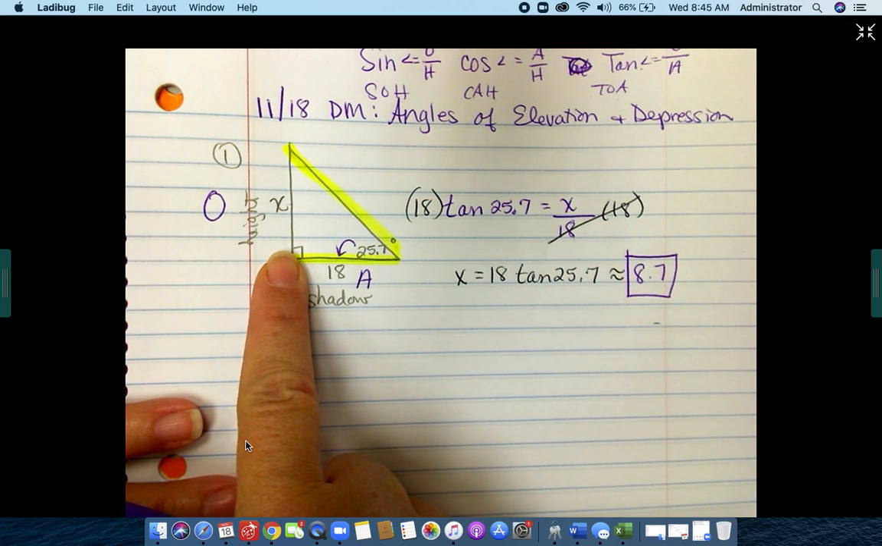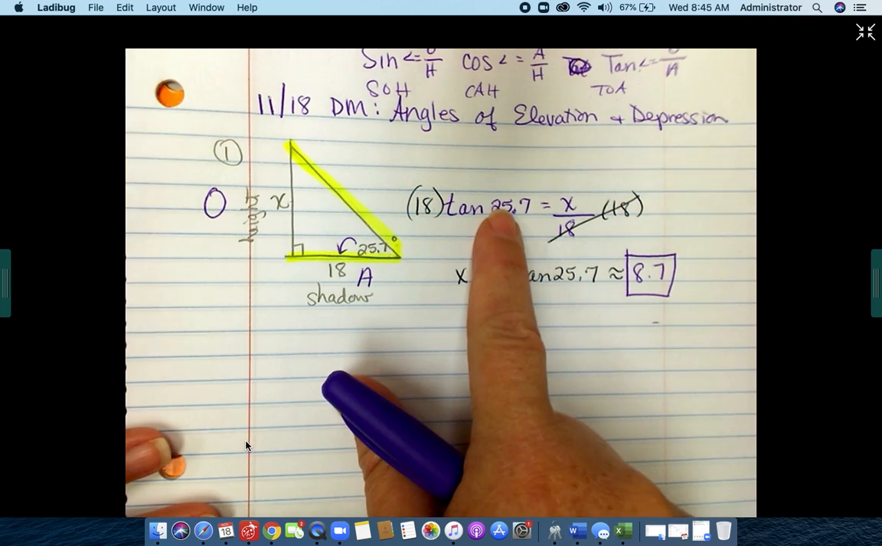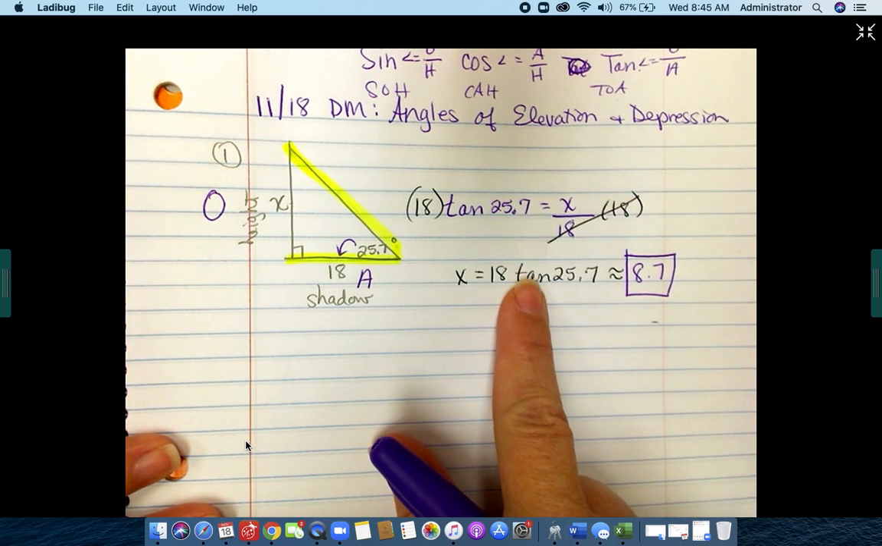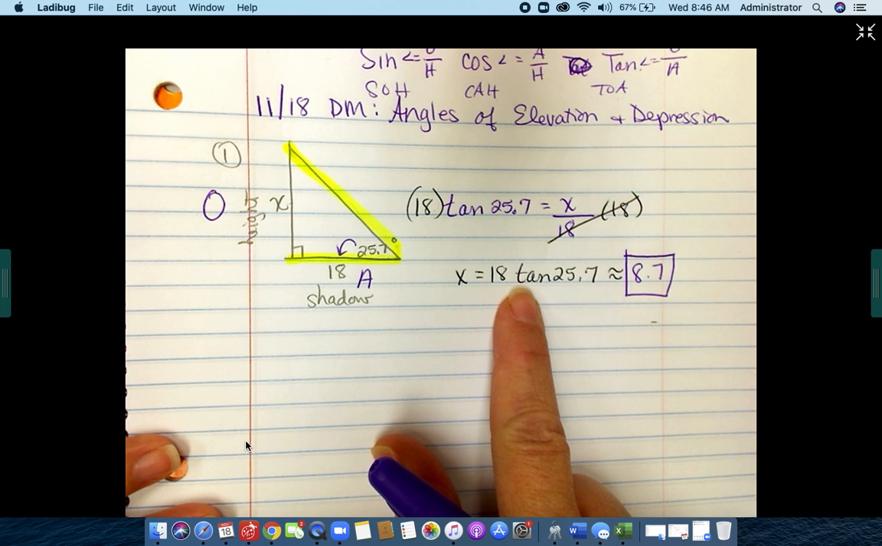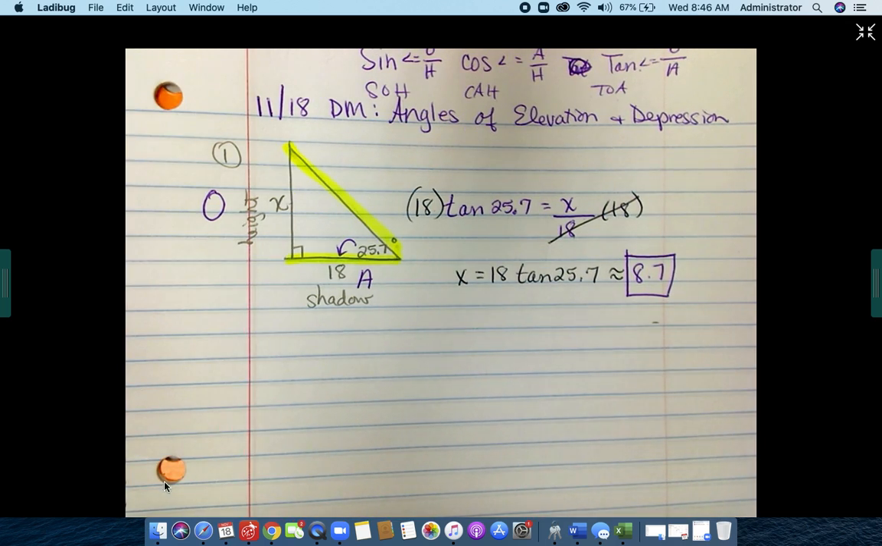So make sure you're drawing the triangle, you're labeling, you're putting your O, A, or H, you're showing the original trig equation, showing the work, meaning what you type in your calculator, and stating the answer. And please put a box or something around it, okay?